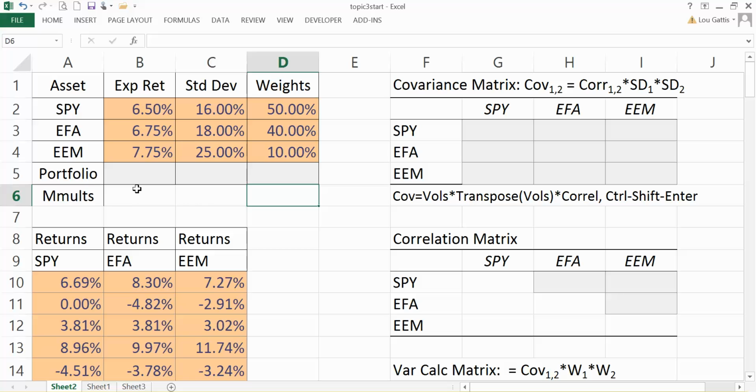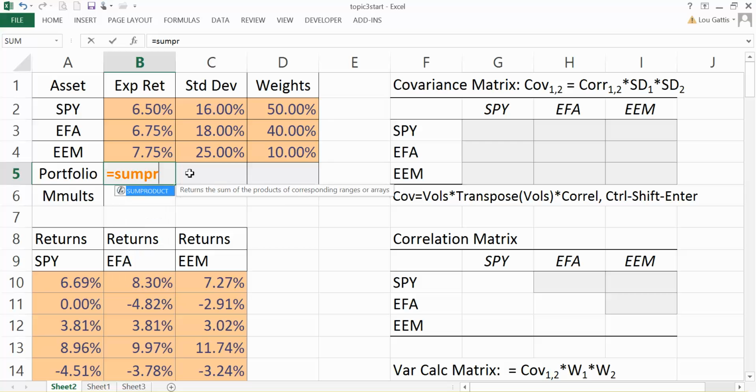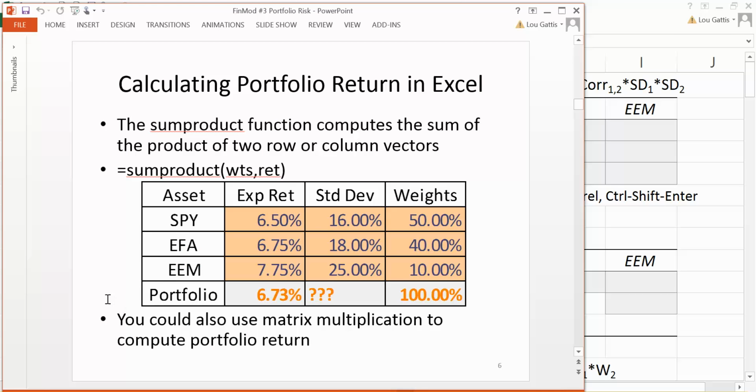Now in Excel, that's quite easy to do. We can just do a sum product. So the expected return of this three-asset portfolio is just going to be 6.5% times 50% plus 6.75% times 40% plus 7.75% times 10%. Or we can use Excel's SUMPRODUCT function. We can go ahead and put in the weights and the means, or expected returns. So we have an expected return of this portfolio of 673 basis points, or 6.73%.